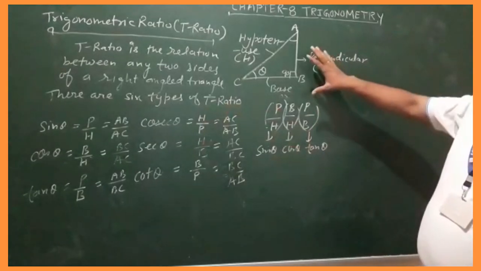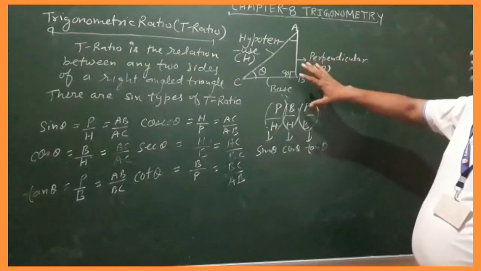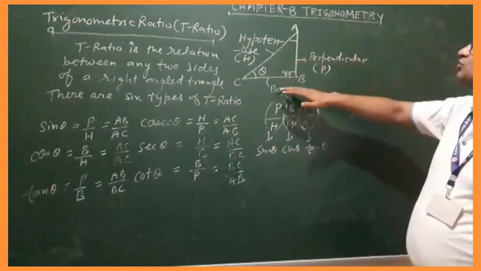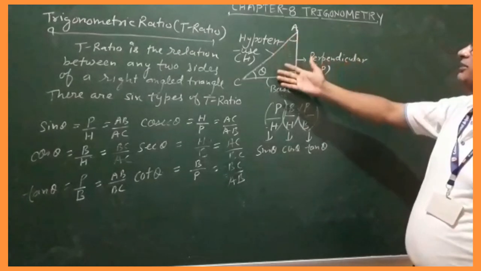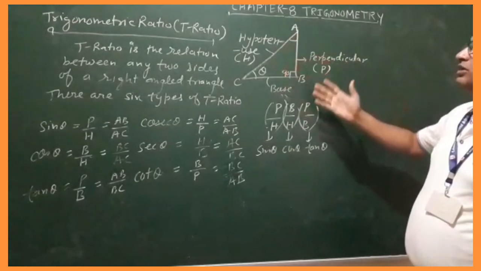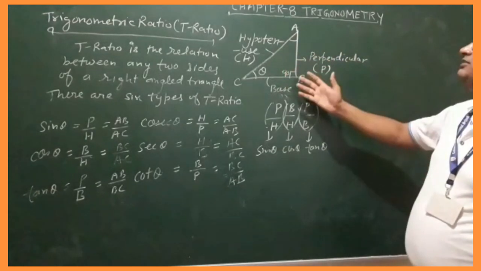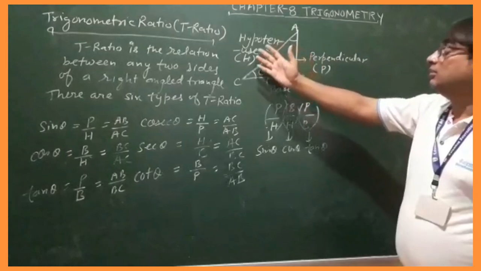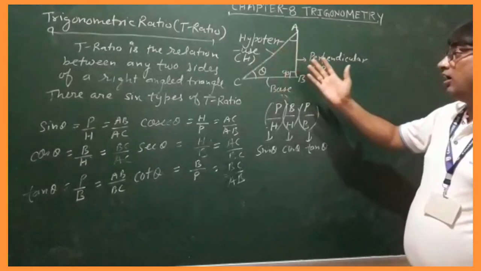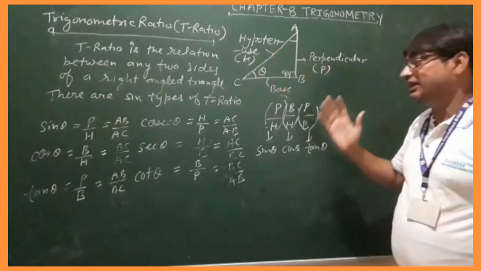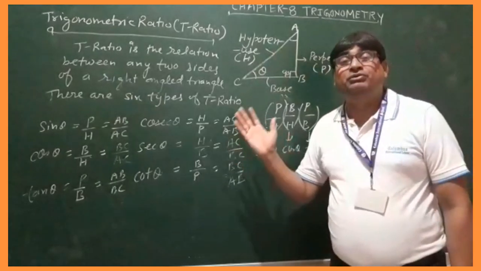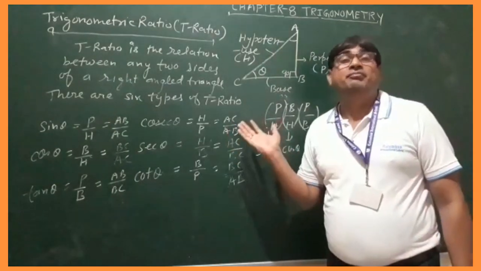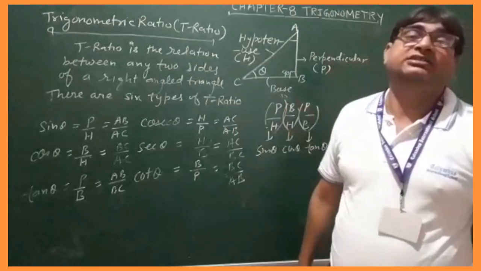And with the help of T ratio, if two sides and one angle are given, you can find any sides and angles of a right angle triangle. In the next video, student, we will discuss how you can measure the angles and sides. Thank you, student.